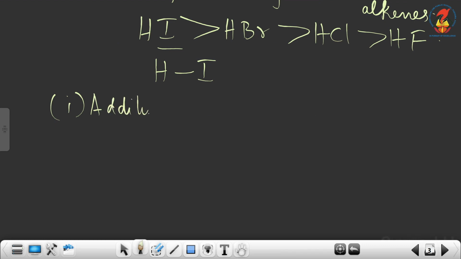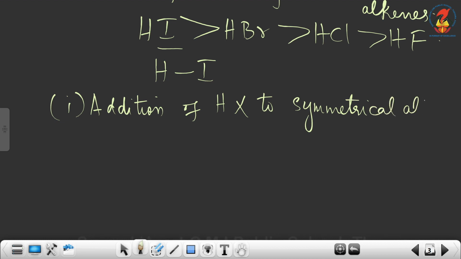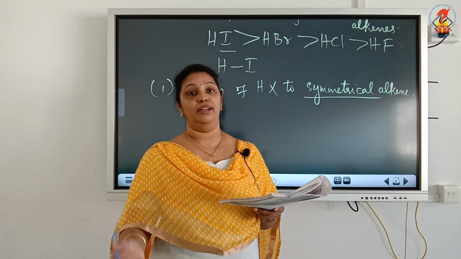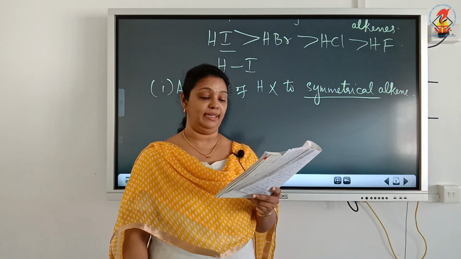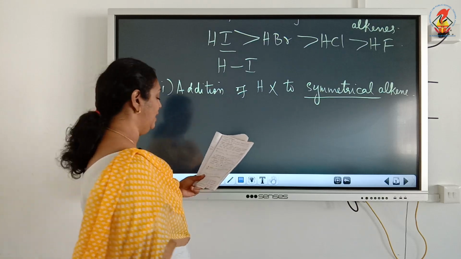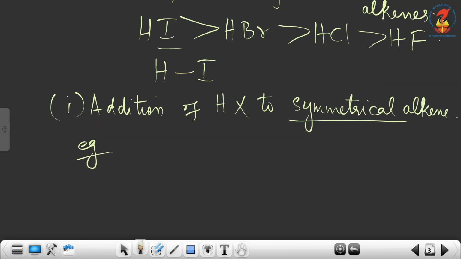Addition of HX to symmetrical alkene. Now, what do you mean by symmetrical alkene? Symmetrical alkene means equal number of carbon atom on either side of the double bond. That's a symmetrical alkene. Now, I'll give example for the addition of hydrogen halide to symmetrical alkene. Example.